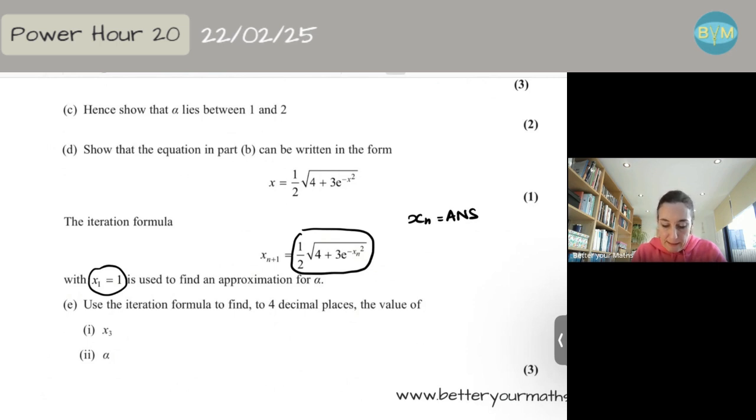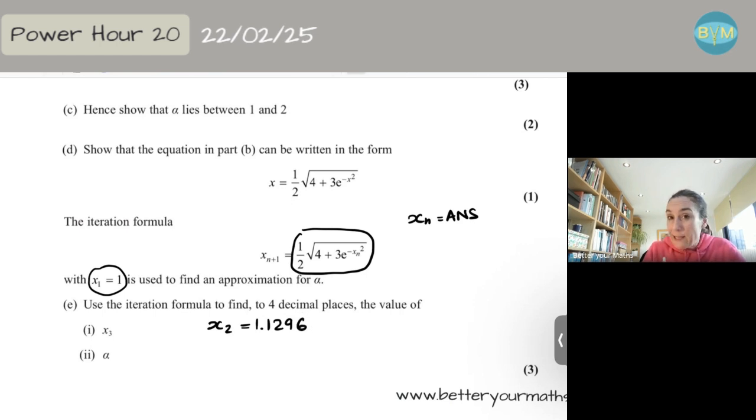Where it says xn, you're going to type ans. And when you click now equal, what the formula is going to do is substitute your previous answer, that was 1, and it gives you the next value, so x2, which is 1.129561. That for 4 decimal places is going to be 96. So I'm going to write here 96 to 4 decimal places.